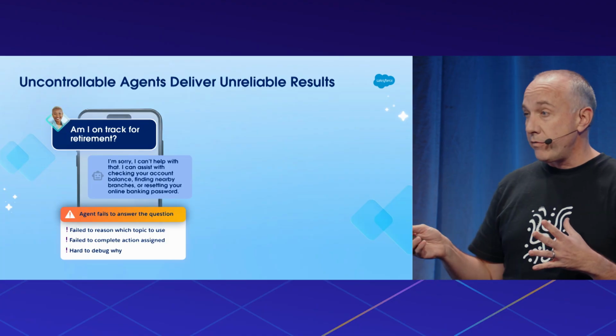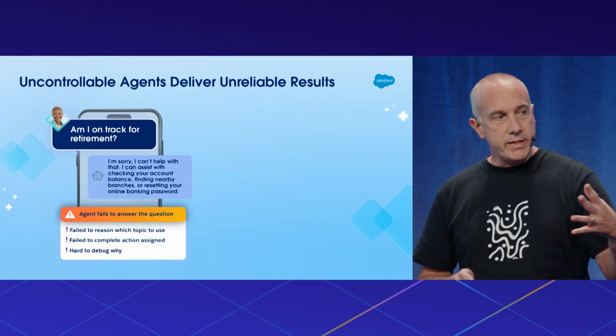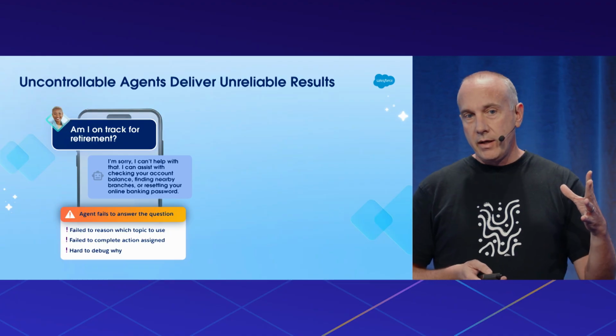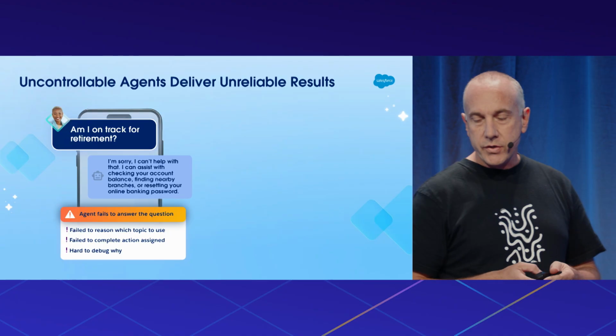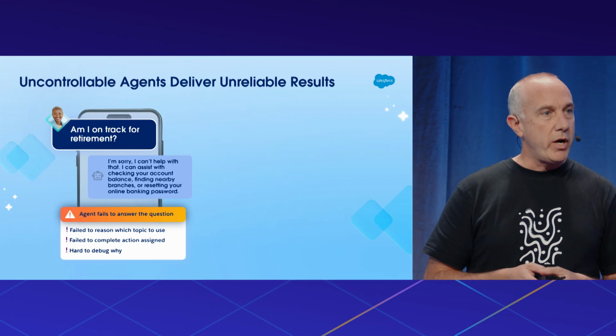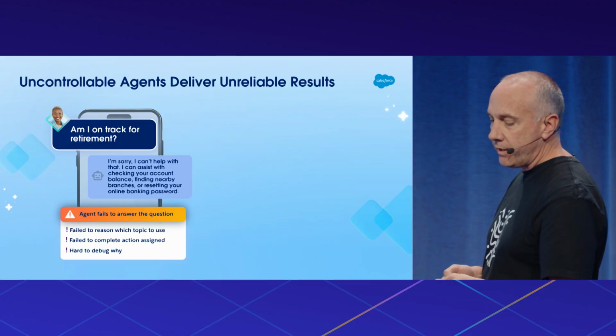I want to take a step back before we get into the weeds of AgentScript and just talk a little bit about why AgentScript exists, because Agentforce has been live for about a year. So why do we need AgentScript? Well, it's really to capture two things. Firstly, we've realized that sometimes an agent can fail to answer a question. So here's an example, am I on track for retirement? And we get that really annoying message back sometimes from agents saying they can't help.